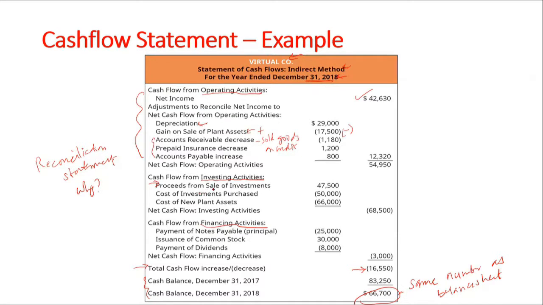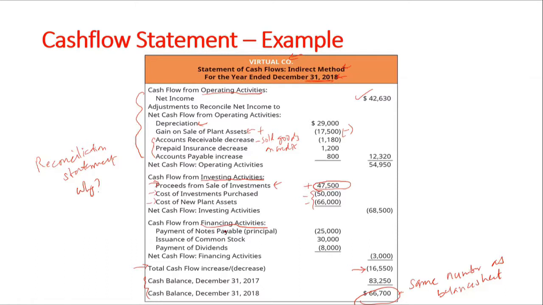And then you have the cash flow from investing activities, where you would see the changes in cash flow occurred due to investments, right? So let's say these are the proceeds from the sale of investment. The company sold some investments, and the business earned this. So therefore, you add this 47,500 here. And then if you look at the cost, these are like cash outflows, so minus.